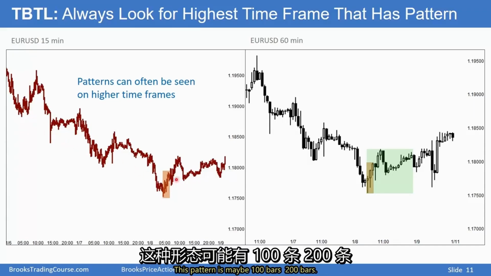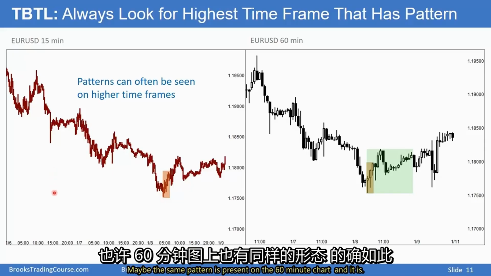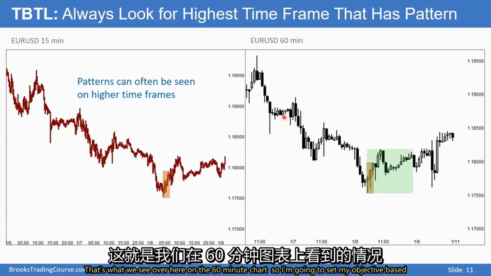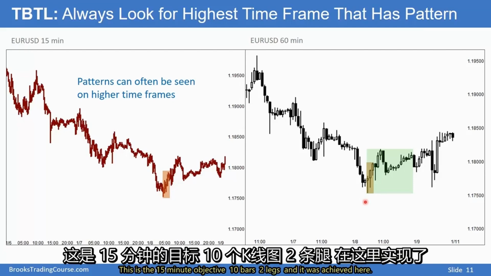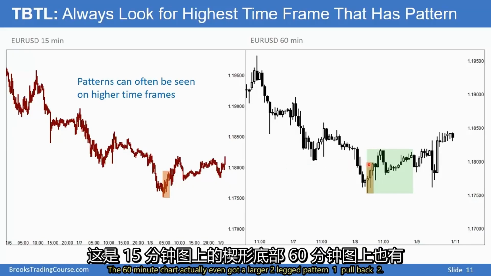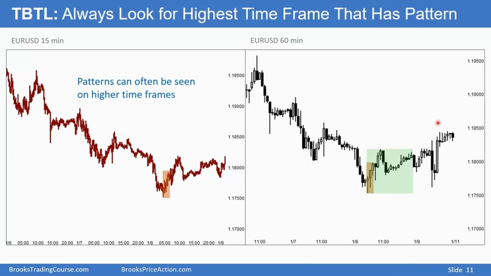However, I want to look at a 60-minute chart. This pattern is maybe 100 bars, 200 bars. Maybe the same pattern is present on the 60-minute chart, and it is. That's what we see over here on the 60-minute chart. So I'm going to set my objective based upon the highest time frame that shows the pattern. This is the 15-minute objective, 10 bars, 2 legs, and it was achieved here. The 60-minute chart actually even got a larger 2-legged pattern, 1, pullback, 2.